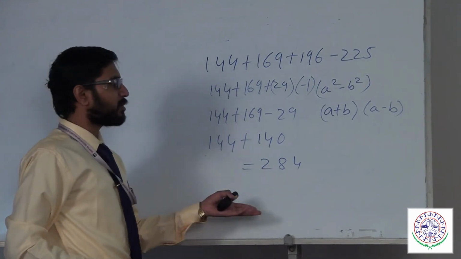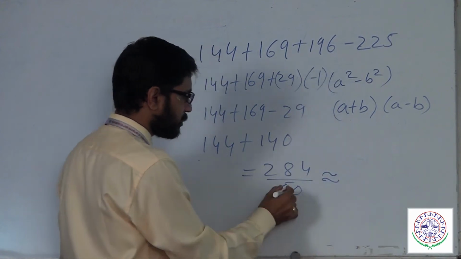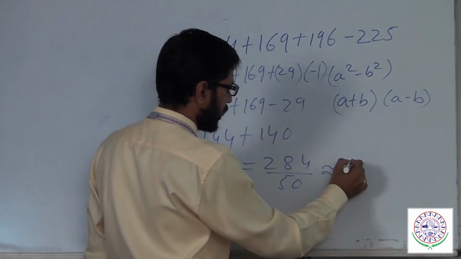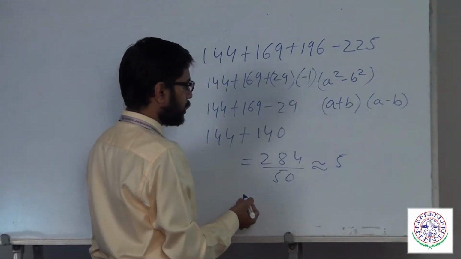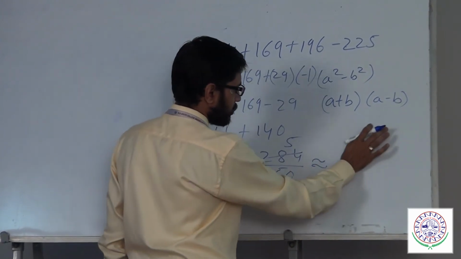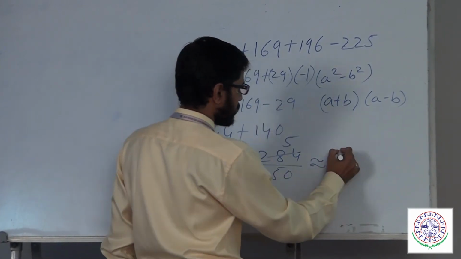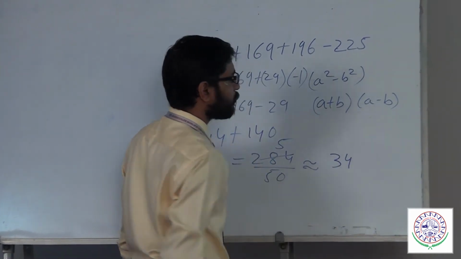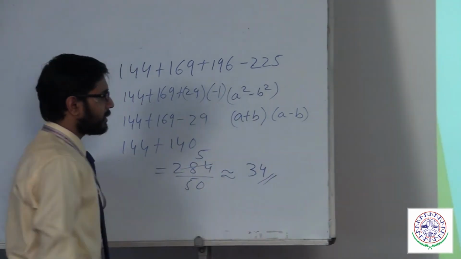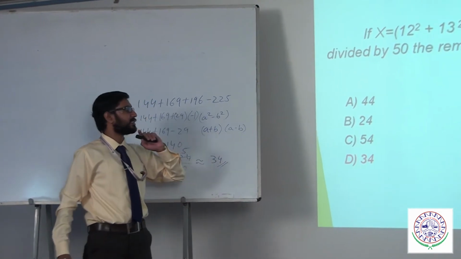Now if you divide this by 50, using approximate calculation, 50 fives are 250. So the remainder will be 284 minus 250, which is 34. So the answer for this question is D, that is 34.